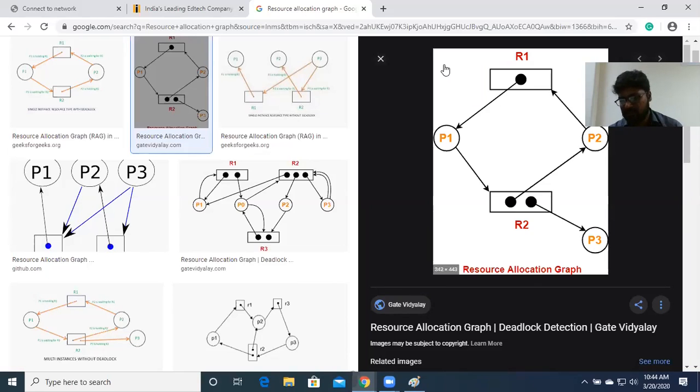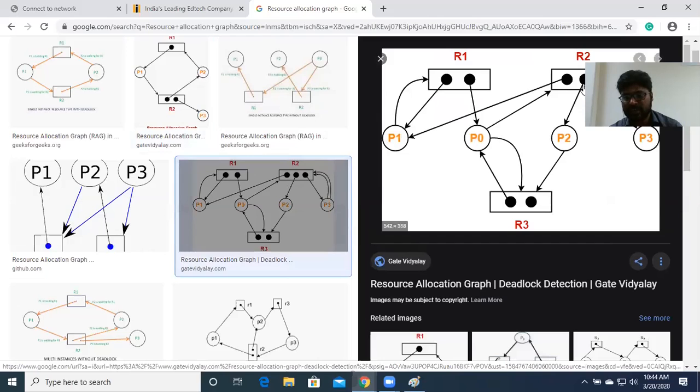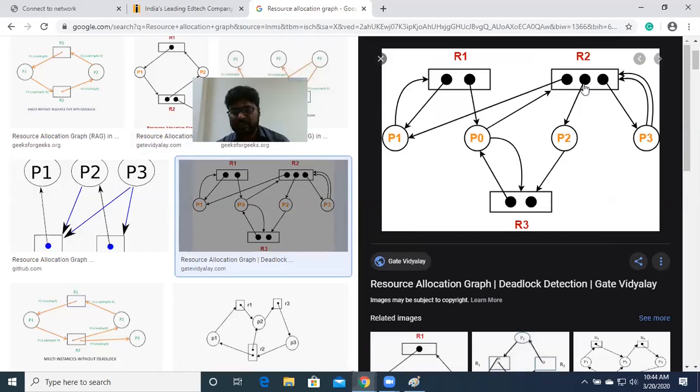So this is all about the resource allocation graph. There are other types of resource allocation graphs. See, this is a bit complicated one. Here resource 2 has three instances. P3 is requesting a couple of times because it needs two resources simultaneously. Already one resource is assigned, and again it is requesting two. It needs two more, so P3 needs three resources from R2. In this way it is represented.